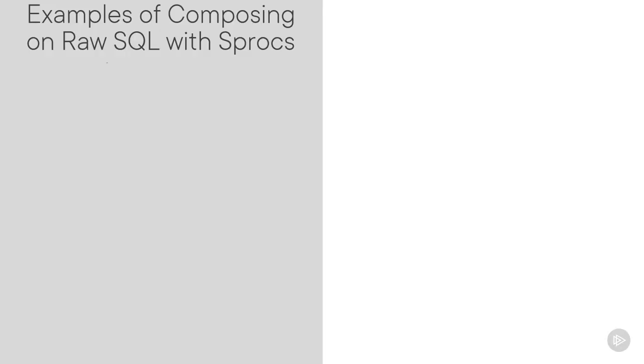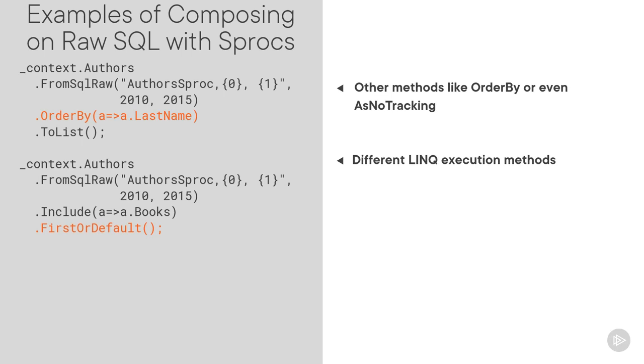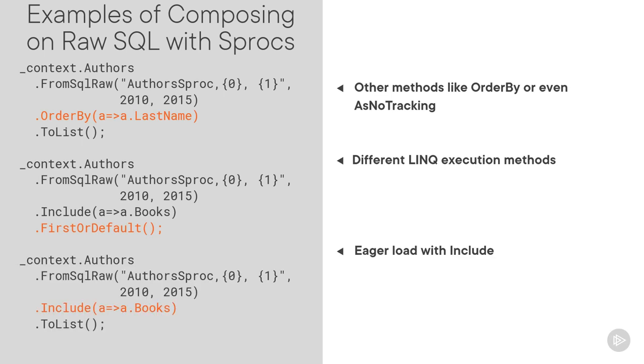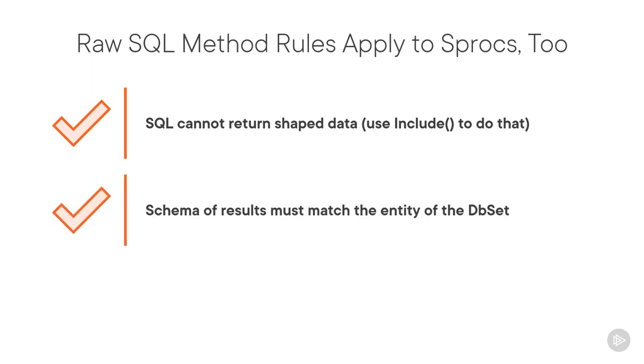Remember that you can compose on top of either method, whether you want to do things like sorting, perform additional filtering, or even run it as no tracking. And don't forget that you can use Include. And that's important. One of the rules for raw SQL methods is that your SQL or the stored procedure can't return shaped data. But by composing Include on top of the raw SQL method, you can still bring shaped data back. And remember the other rules that we learned about these methods.